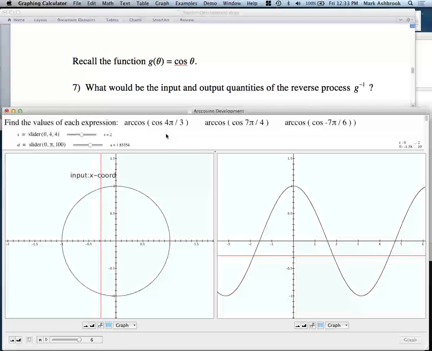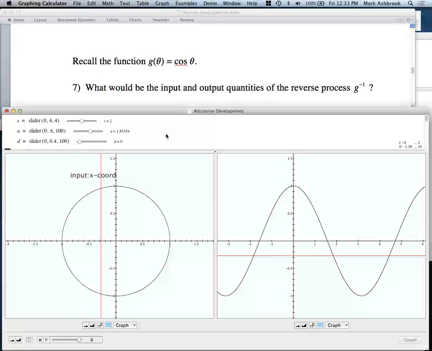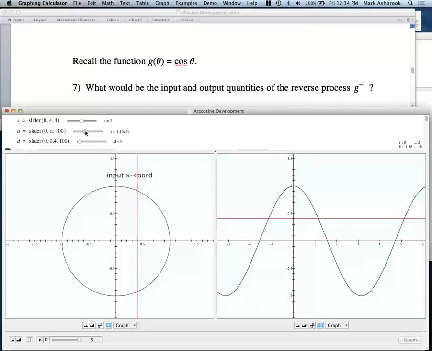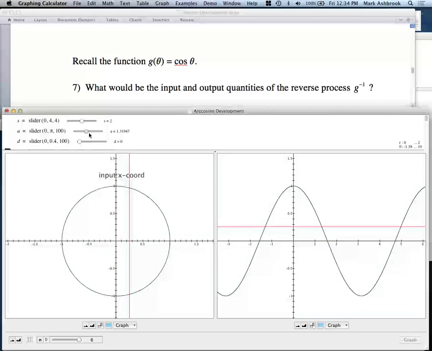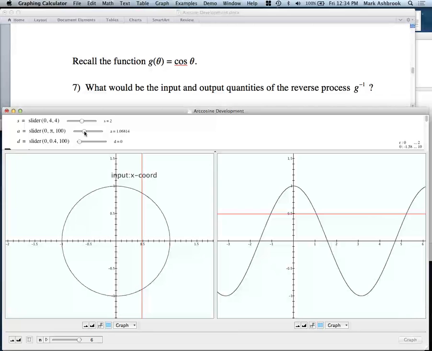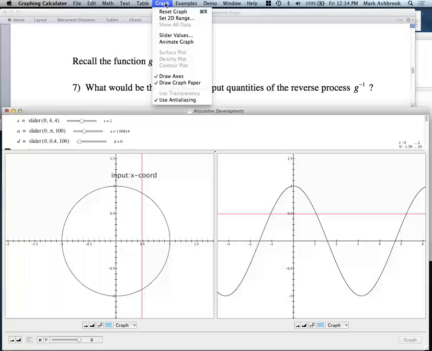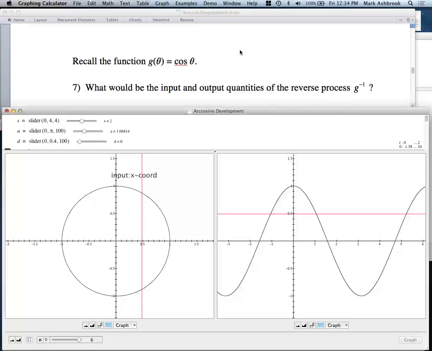Okay, Moises. Input of the reverse process of cosine, what will we put in? It'd be the distance to the right in terms of radius. The distance to the right in terms of radius lengths. Right. The x-coordinate now is going to be the input, in radius lengths, into the reverse process. And what will the output be?